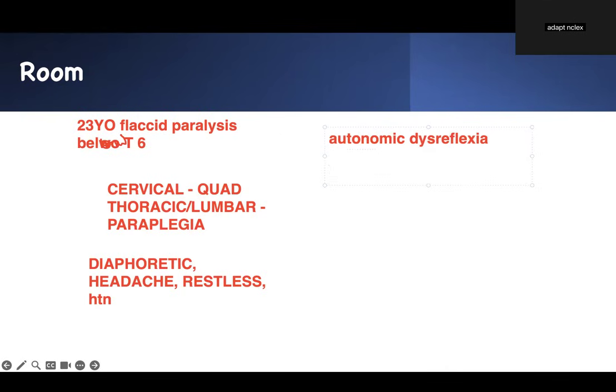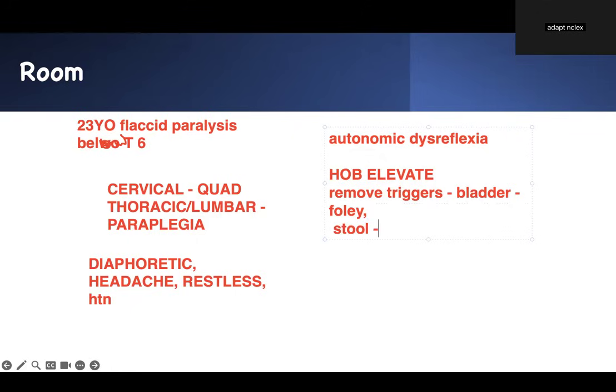So you know what to do. What do you want to do? Number 1 thing, head of the bed upright. Okay, elevated. And then what? Remove all triggers. What are the places you got to look? A, check their bladder. If it's distended, put the Foley in. If the rectum has stool there, disimpact.